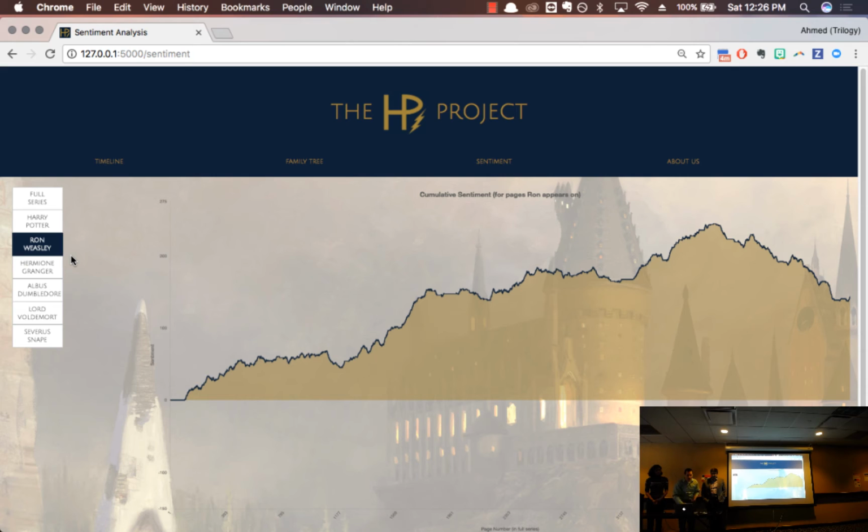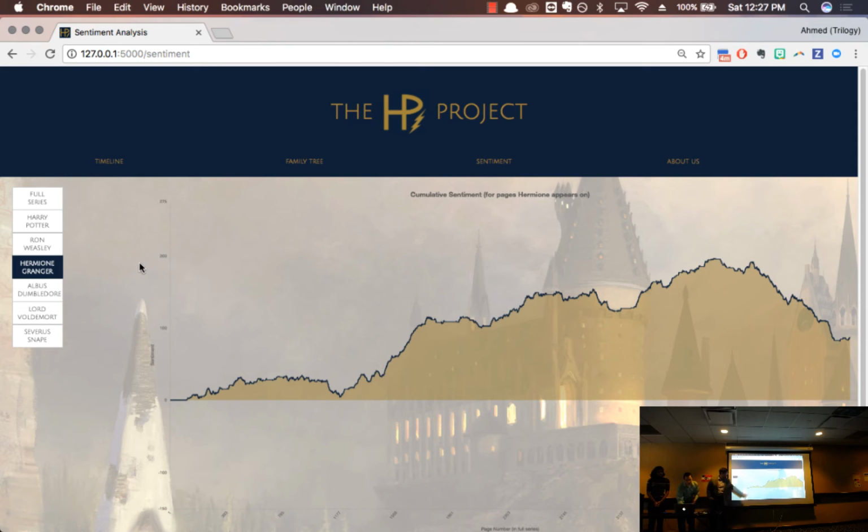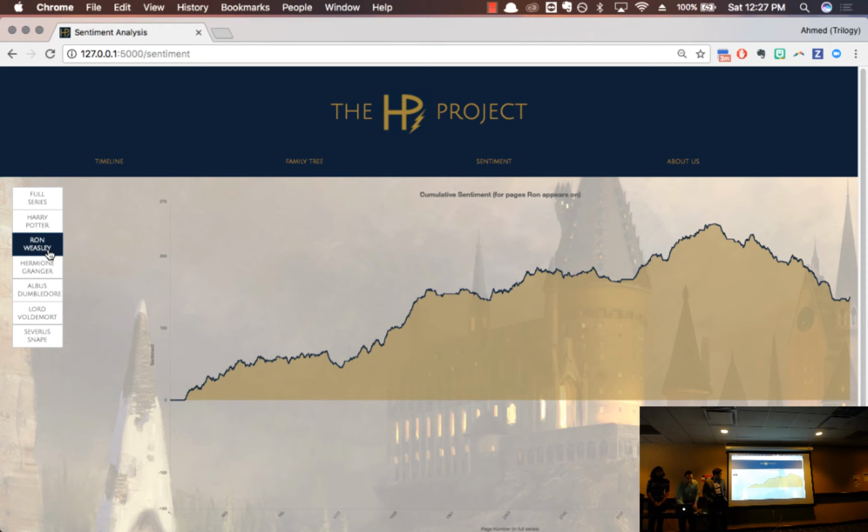Another interesting takeaway I had is that Ron and Hermione are both in the book about half of the time and mostly together. Their paths are very similar, but Ron's is a little bit shifted upwards versus Hermione's. That's because in the first three books, this portion right here, Hermione is on 44% of pages, whereas Ron is on 56%, and in that time period he's accumulating more positive sentiment. But from this point forward, if we shifted it to the same scale, it would look almost identical. From the fourth book on, they're both on 49% of pages.